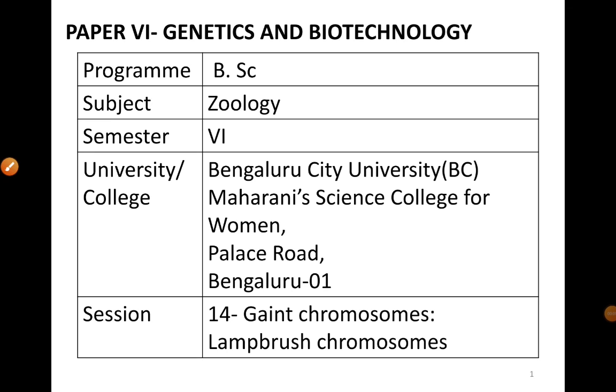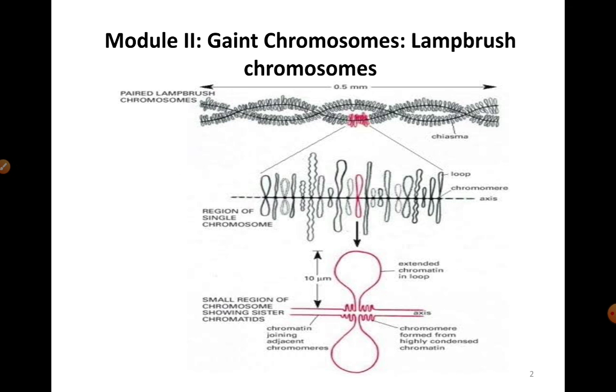Students, in this session we will learn about the structure of one more special type of chromosomes called Lampbrush chromosomes. Last session we learned about the polytene chromosomes and its structure, and in this session we will learn about the structure of Lampbrush chromosomes. Now this is how a Lampbrush chromosome looks like.